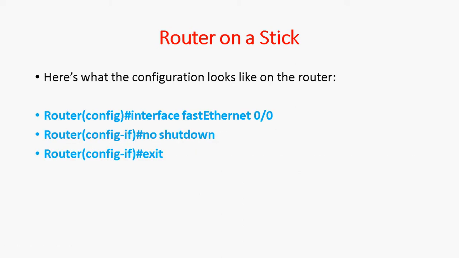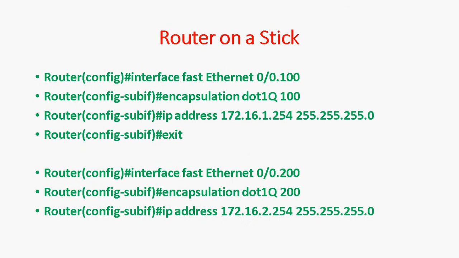Okay, now from the router's point of view, here is what the configuration looks like on the router. In the router, first of all, you have to no shutdown the physical interface, and you need not configure anything else. Simply go to the physical interface, give no shutdown on that port and exit. That's it. Afterwards you create the sub interface.